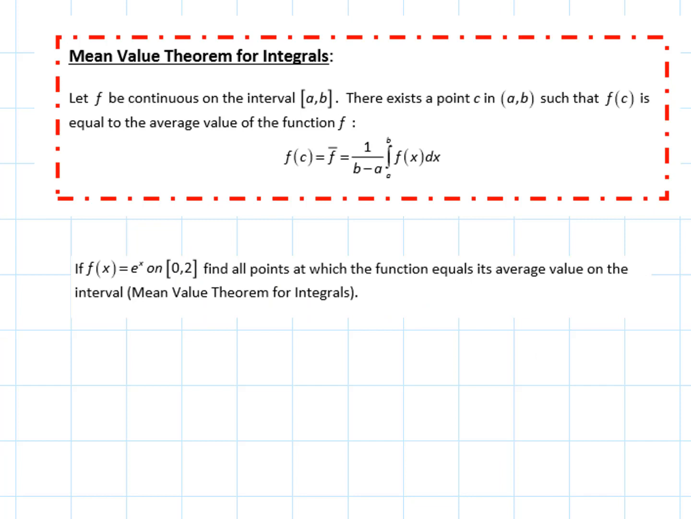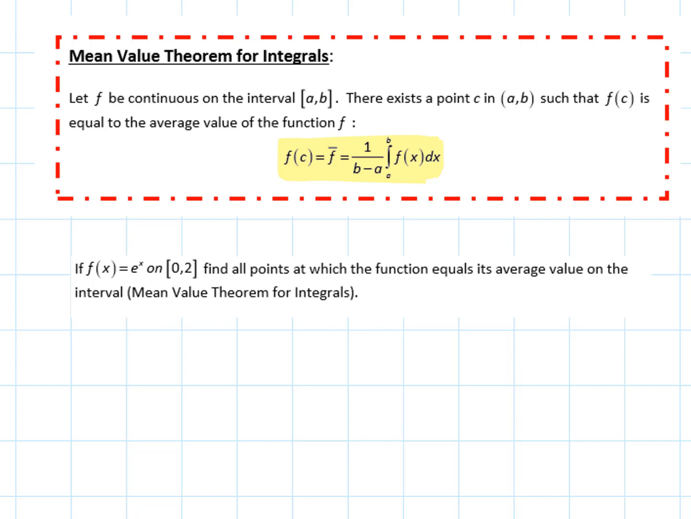Okay, let's finish off this video by talking about the mean value theorem for integrals. We've been talking about the average value of a continuous function on an interval. What the mean value theorem says is simply this: if we have a continuous function and we can find its average value, then there has to exist a point c in the open interval from a to b such that f of c is equal to that average value. So there has to be at least one c where the value of the function is equal to that average value.